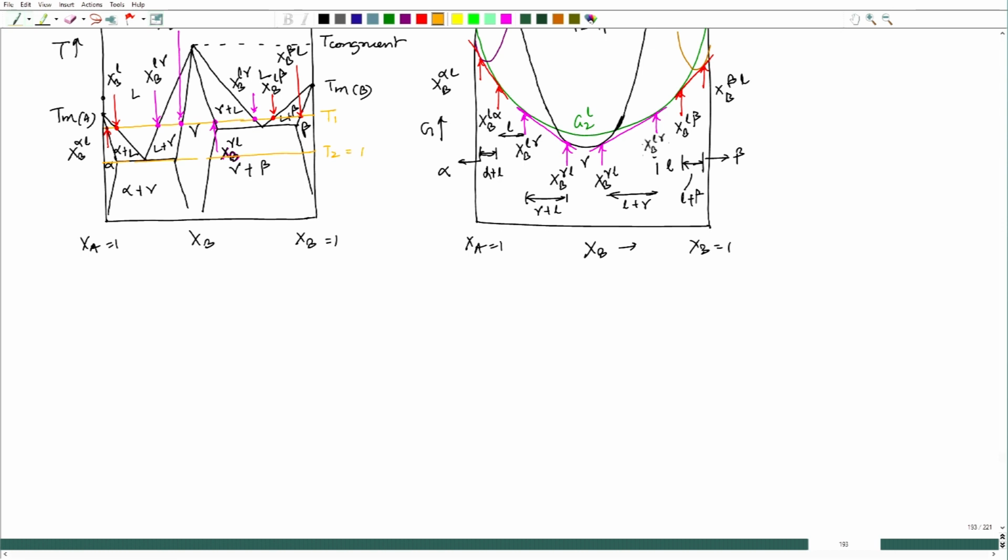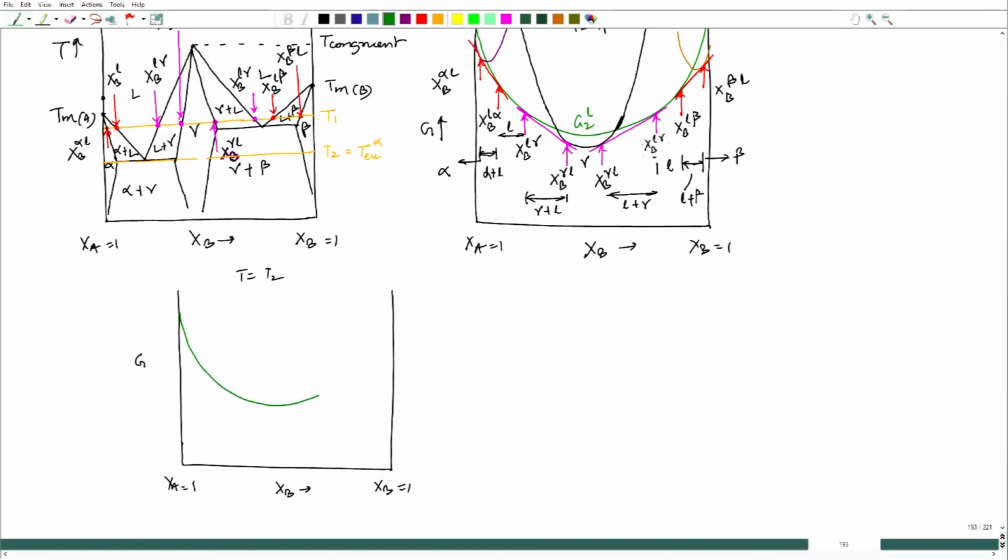T2 is equal to T eutectic of alpha, the alpha rich side, let us put it that way. Now if I try to plot the free energy composition diagram, this is G, this is XB, XB is varying this way, XB equal to 1, XA equal to 1. This is T equal to T2, which is exactly matching with the eutectic line on the alpha A rich side, or alpha with that eutectic that is forming.